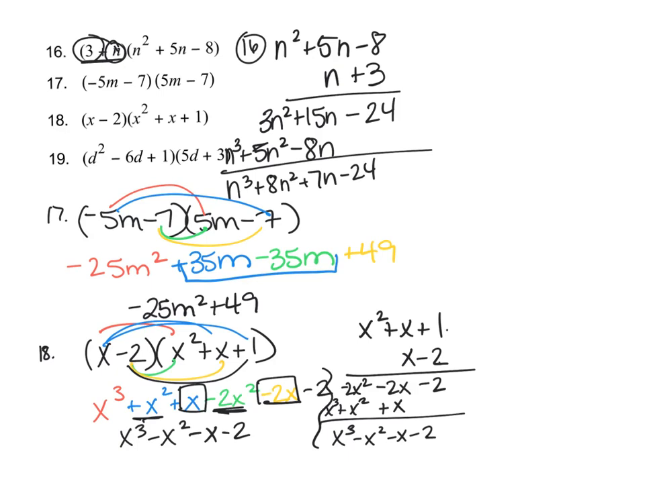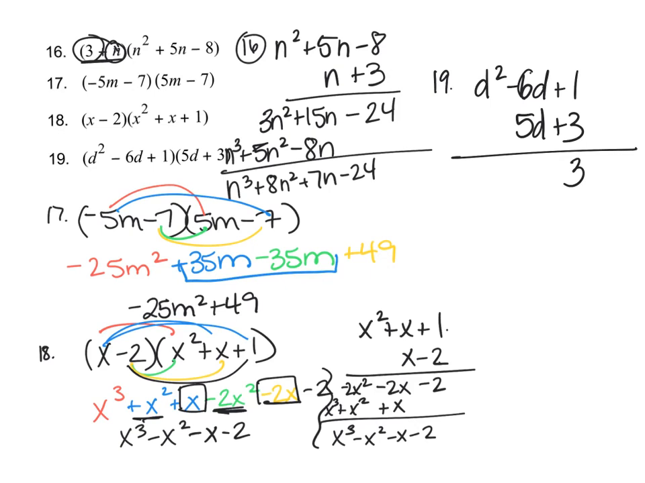Okay. And then number 19, I'm going to just do vertically. d squared minus 6d plus 1. That's a 6. And then 5d plus 3. So I get 3 times 1 is 3. 3 times negative 6d is negative 18d.